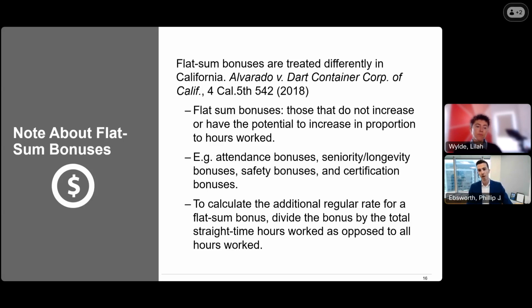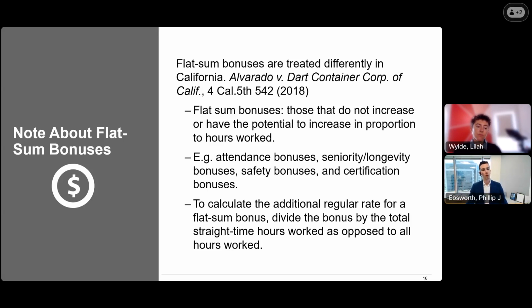They decided there's a new way you should be calculating flat sum bonuses into the regular rate. So flat sum bonuses generally are bonuses that don't increase in proportion to hours worked. So for example, if you get just a flat, say $100 for good attendance for the week, that number's not going to change depending on how many hours you did actually work. That would be an example of a flat sum bonus.